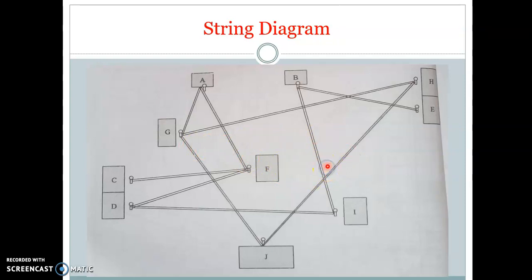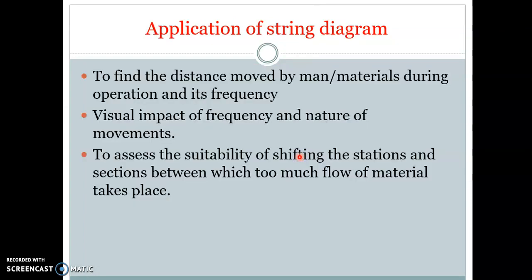But it has certain drawbacks also. If the workers or materials move in some irregular or curvilinear path, then the tracing is not possible. We can observe in the figure that all the strings are joined in a straight line. They are not in a curvilinear way. Therefore, a curvilinear path cannot be traced by using these diagrams. This is the only disadvantage of these diagrams.